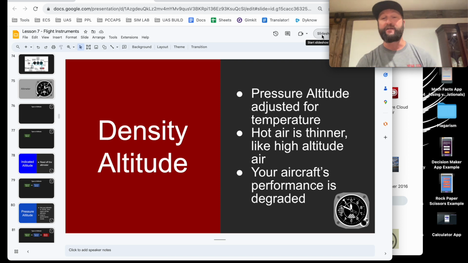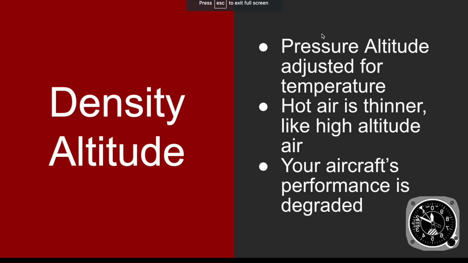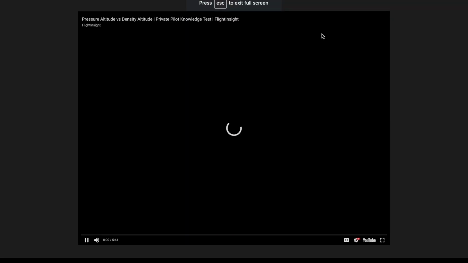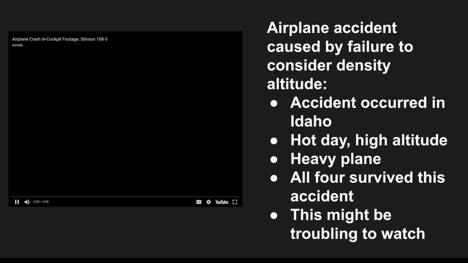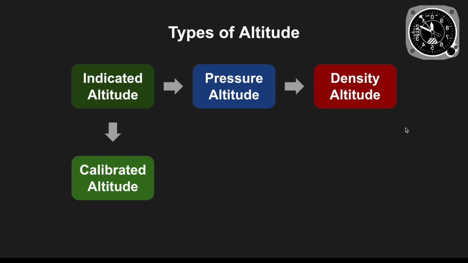We're going to talk more about that in class, like I said. But I just wanted to really push that point home. Density altitude is one that you definitely want to calculate before flights. And we're going to talk about some accidents that were caused by density altitude.